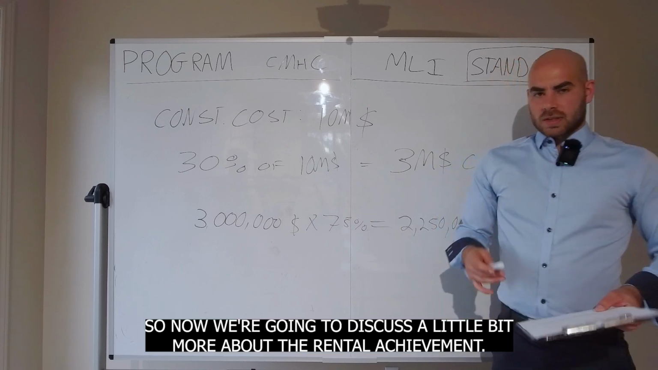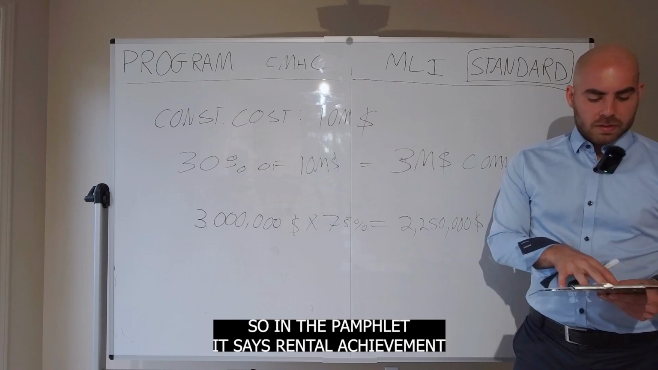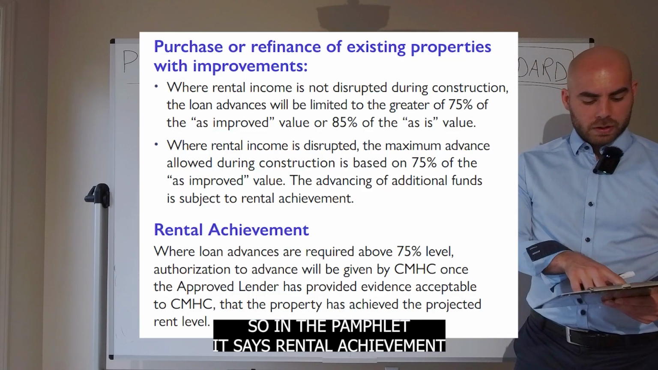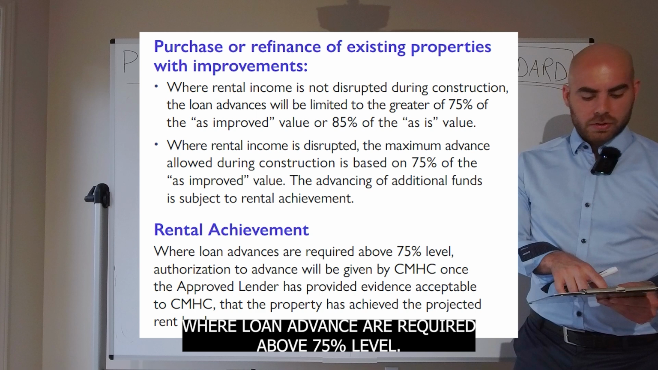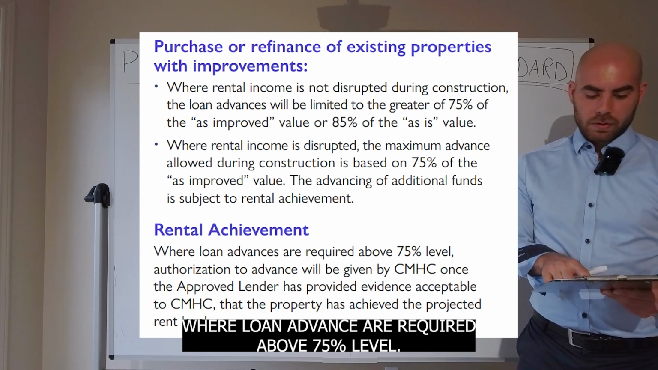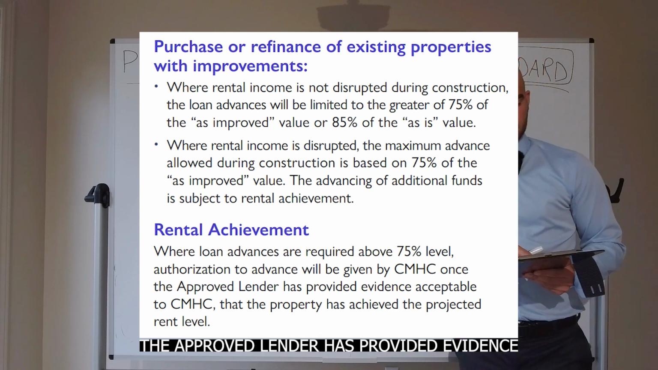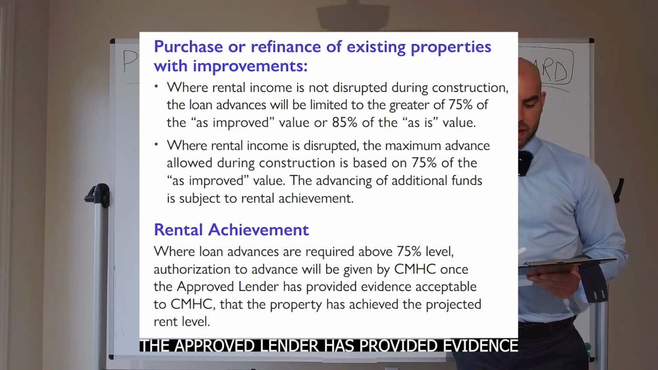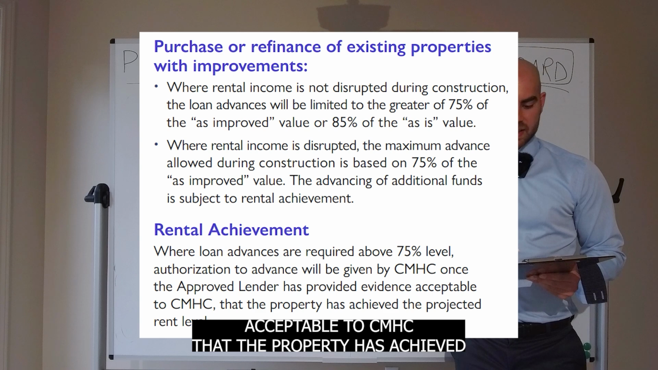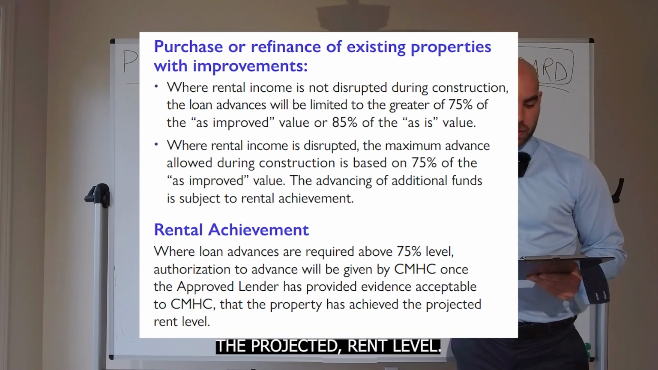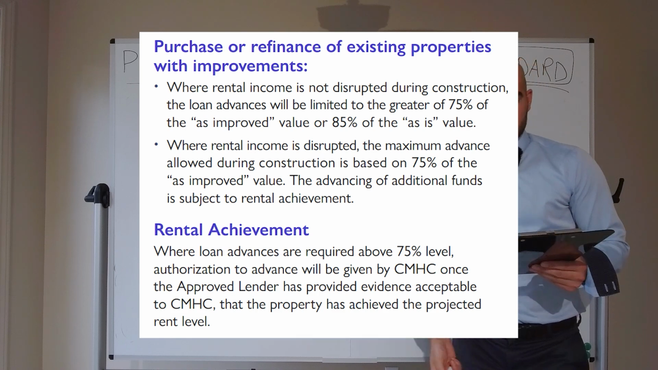So now we're going to discuss a little bit more about the rental achievement. In the pamphlet it says rental achievement where loan advances are required above 75% level. Authorization to advance will be given by the CMHC once the approved lender has provided evidence acceptable to CMHC that the property has achieved the projected rent level.